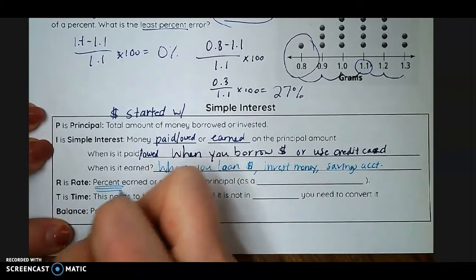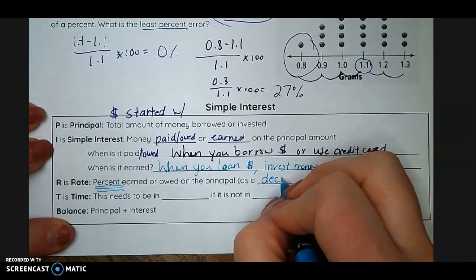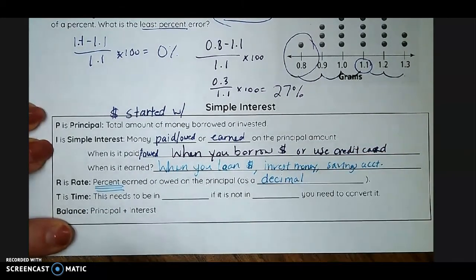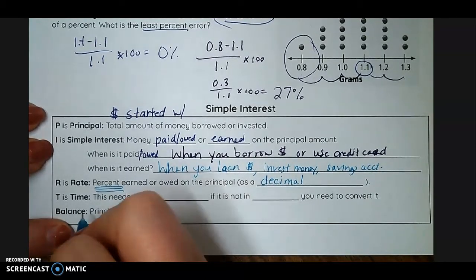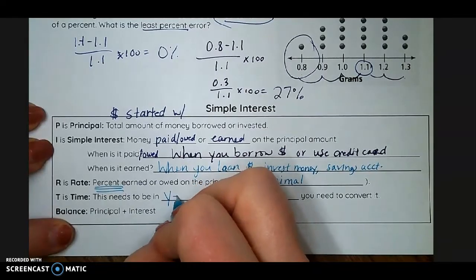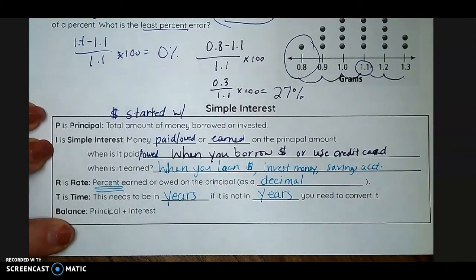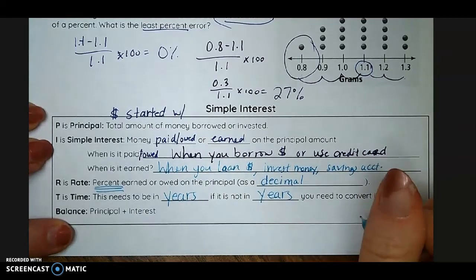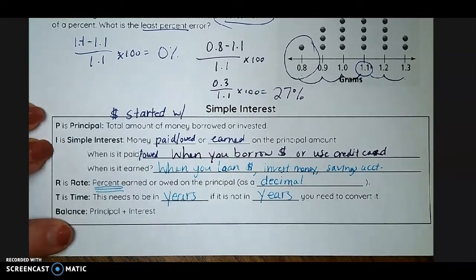The rate is a percent. So anytime you look at the problem and you see the percent, that is the rate. But then I also have to remember when I use it that I have to turn the percent into a decimal before I can actually do my calculations. T is time, and this absolutely has to be in years. If it's not in years, I need to convert it. So if it gives it to me in months, I just have to take it and I'll divide it by 12 to find out how much of a year that is.